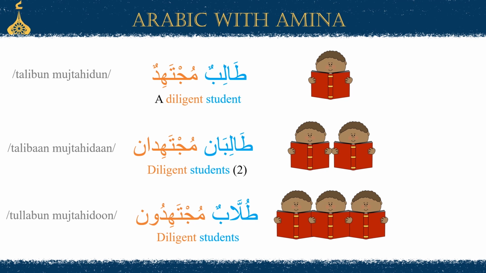Have a look at the English translation. When we moved from one student to two students, we only added an S to the word students. The word diligent did not change. Same thing for when we referred to three students. Diligent did not change. However, in Arabic, the adjective must copy the noun in either the dual form, single form, or plural form.